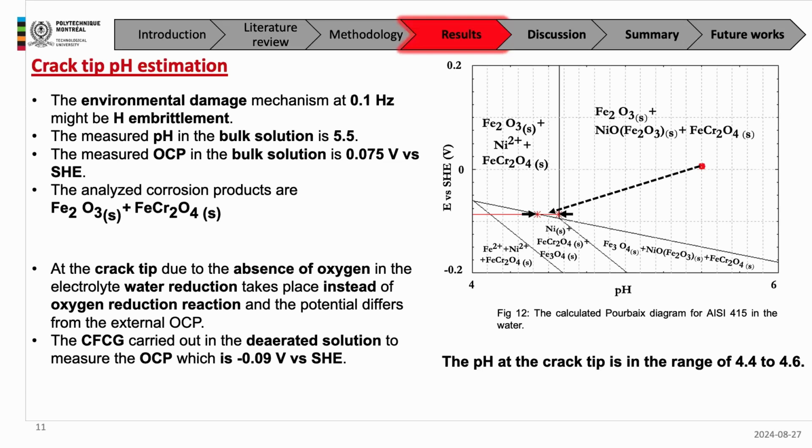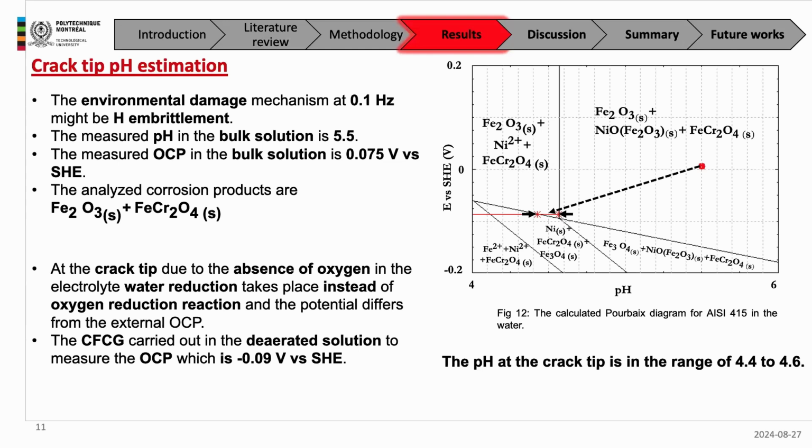So we have run the fatigue crack growth test in the deaerated solution as well, and we have measured the open circuit potential, because we said that the oxygen at the root of the crack does not exist. So we removed the oxygen from the entire solution and measured the open circuit potential during the propagation of the crack. What we measured is the potential drop from 0.75 to minus 0.09 volts. With that, we were able to narrow down our range and estimate the pH to be approximately 4.4 to 4.6.